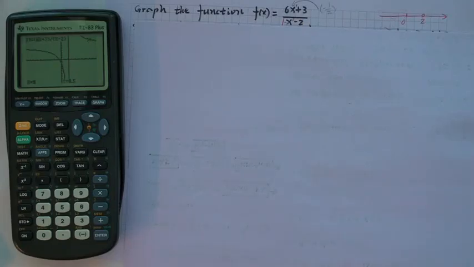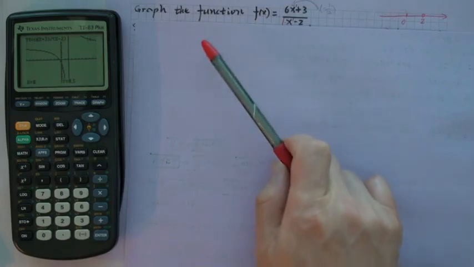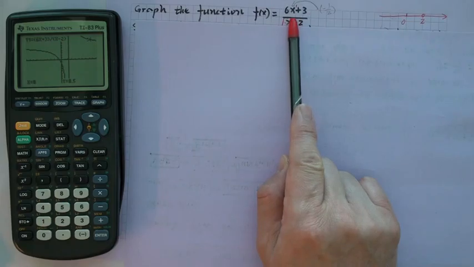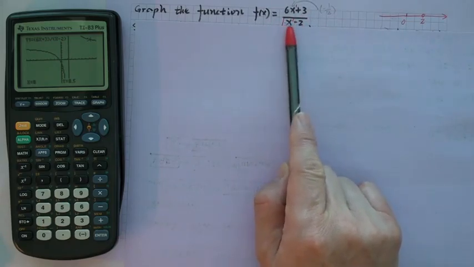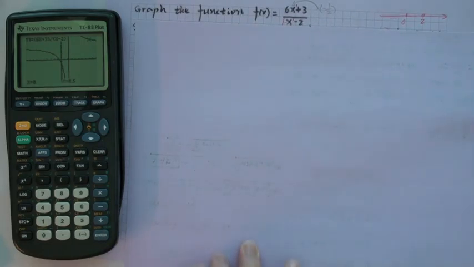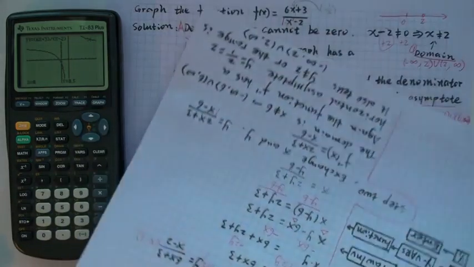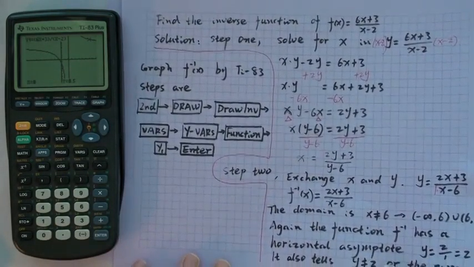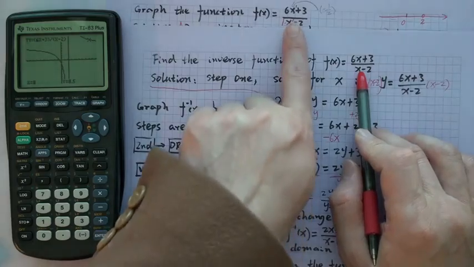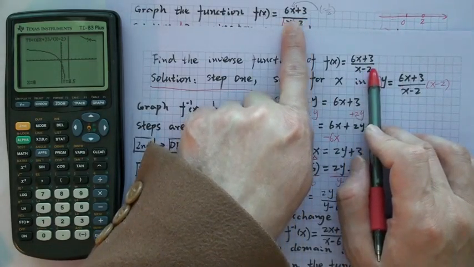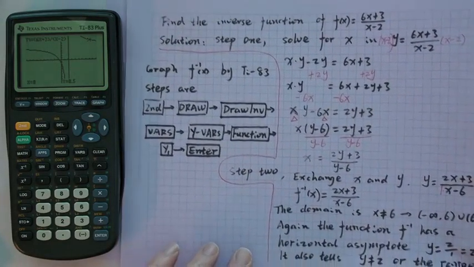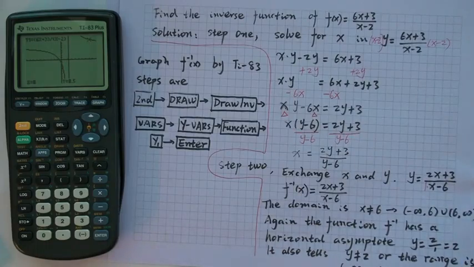Last time we talked about the graph of f of x equals (6x plus 3) divided by (x minus 2). This time we will work more on that. What we want to do is find the inverse of the same function, (6x plus 3) divided by (x minus 2). So how do you find the inverse? Here are the steps.